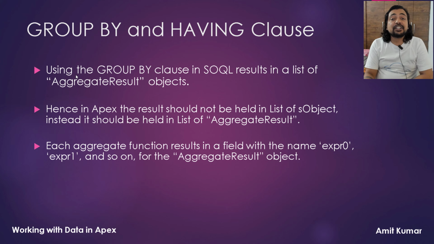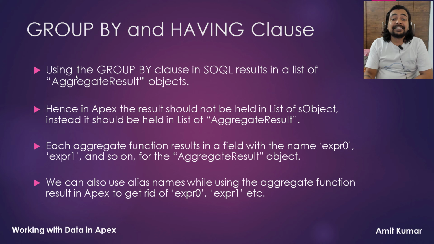Each aggregate function results in a field with the name expr0, expr1, and so on for the aggregate result object. We can also use alias names while using the aggregate function results in Apex to get rid of expr0, expr1, etc. Make sure these expressions or alias names can be used only when we are using this SOQL query in Apex and not in the query editor of the developer console.